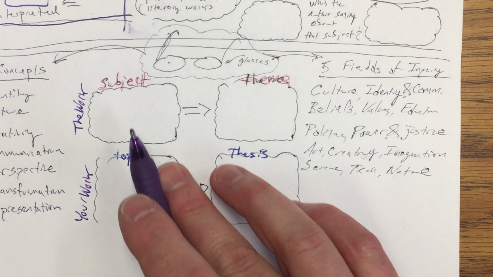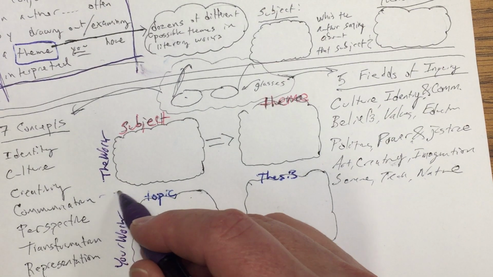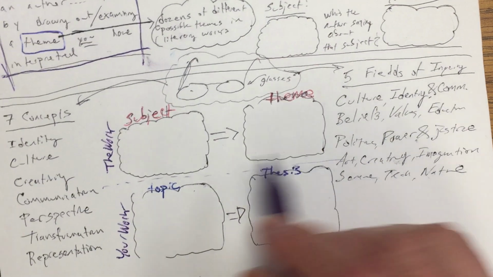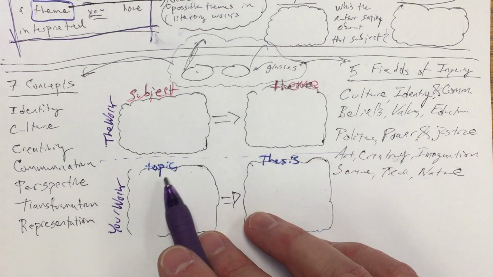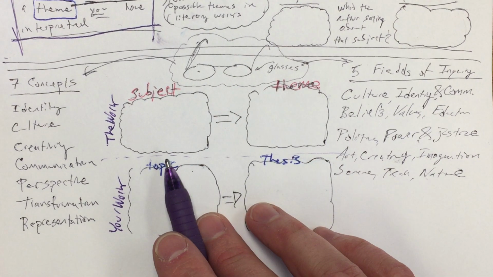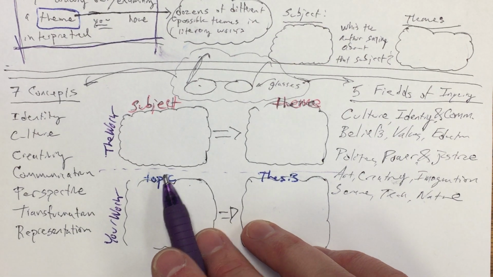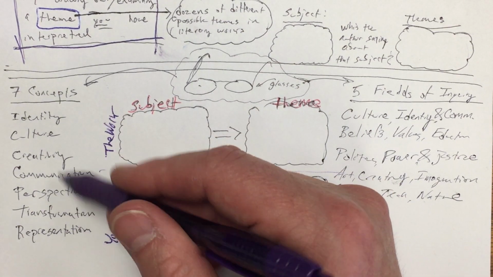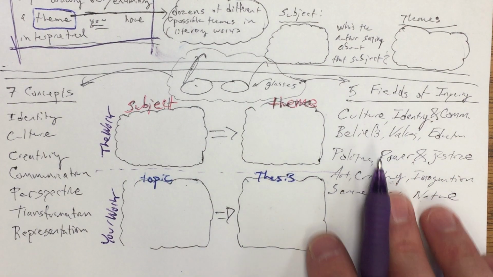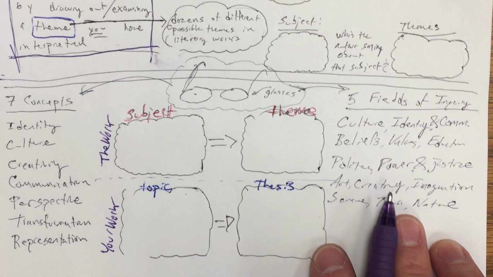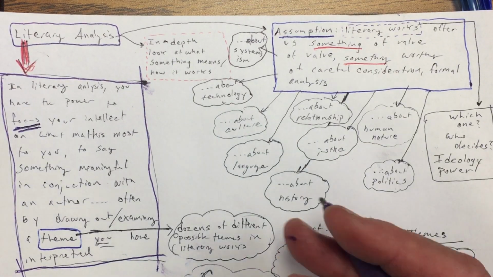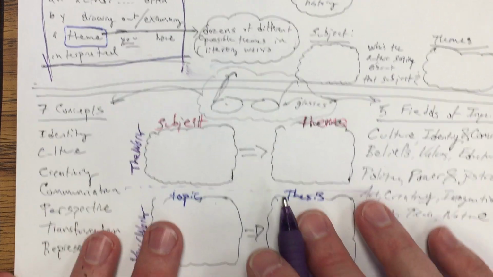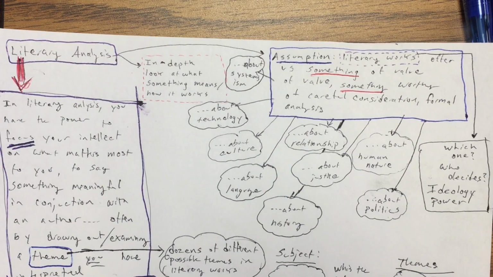So in the work that the author creates, there's a subject and there's a theme that you have found. In your work, there's a topic that is very interesting to you. You should write about what is interesting to you. Identity, culture, creativity, somewhere in here. Beliefs, values, education, politics, power. Somewhere in all of this, there's something that you're really interested in. And there's probably a story that was meaningful to you with respect to one of these. That's the beginning of a literary analysis.